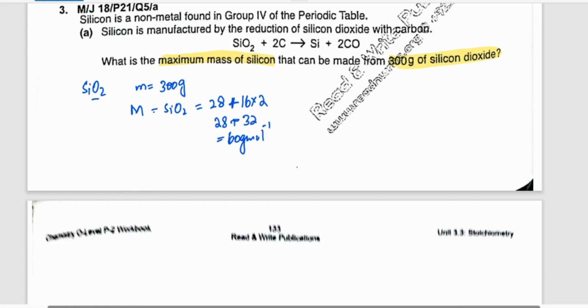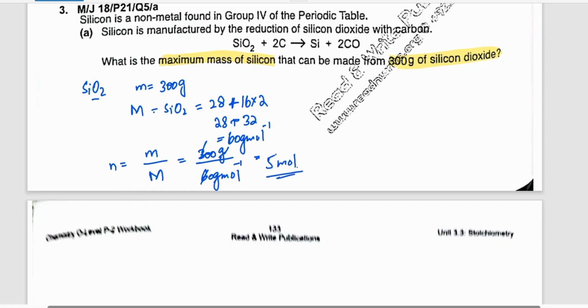So what do we have to get? Number of moles. Number of moles is equal to given mass over molar mass. We represent small m for given mass and capital M for molar mass. So given mass is 300 grams and molar mass 60 gram per mole. Grams will be cancelled with grams. Per mole, when it moves up, its sign will be changed. So it becomes 5 mole.